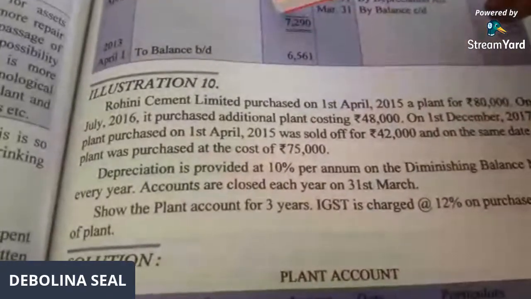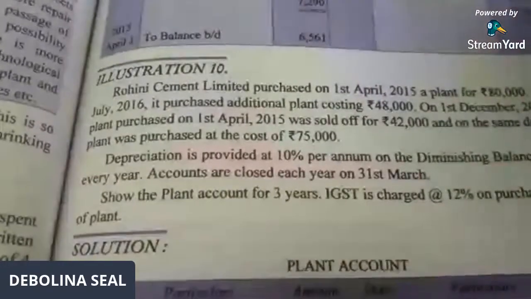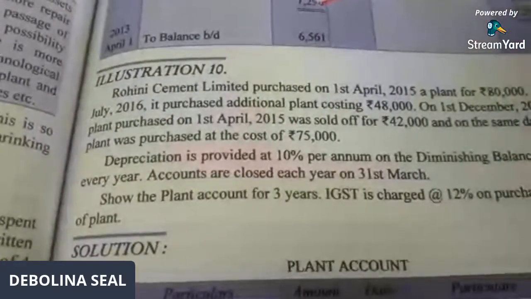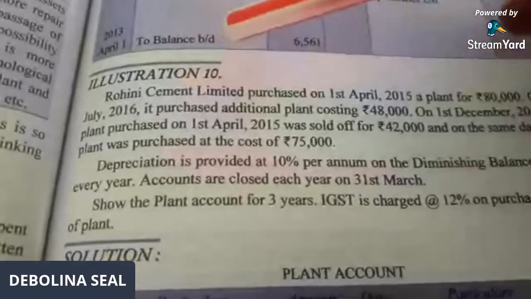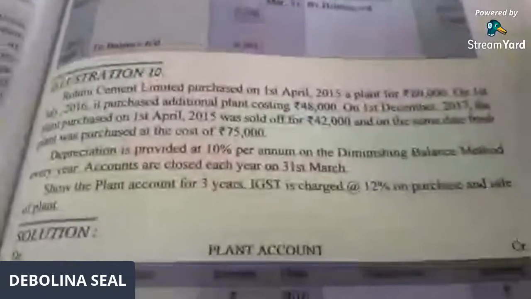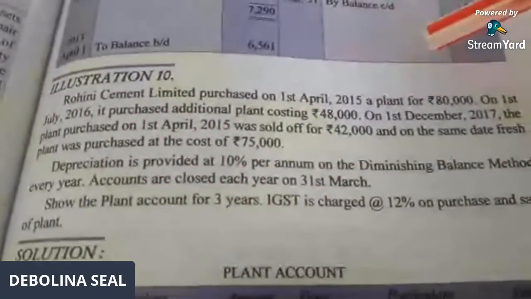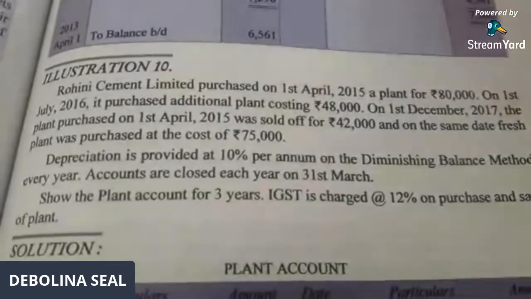Yesterday we have already done two sums. So we'll continue with the same method, that is known as written down value method. Here, illustration 10 of your book, it is telling you Rohini Cement Limited has purchased on 1st April a plant. Yesterday we have done this sum. So today we will do illustration 11.